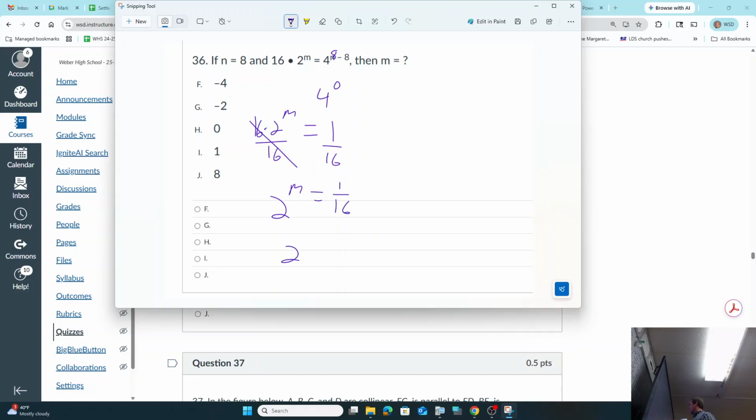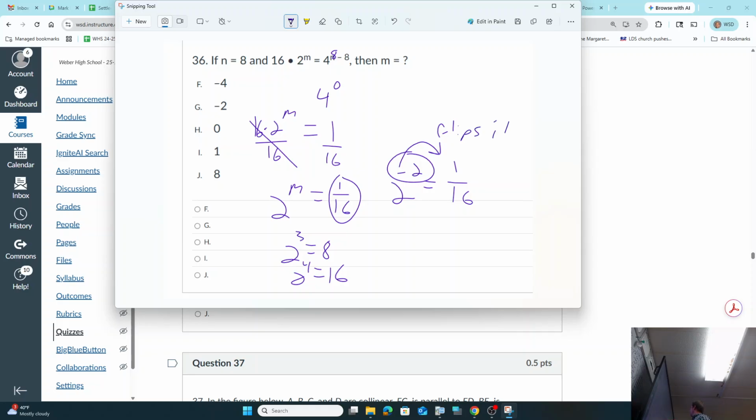Well, 2 to the third power is 8, 2 to the fourth power is 16. But it's 1 over 16, so 2 to the negative 2 power. Remember, the negative flips it. Nice. So it should be negative 2, which is G.